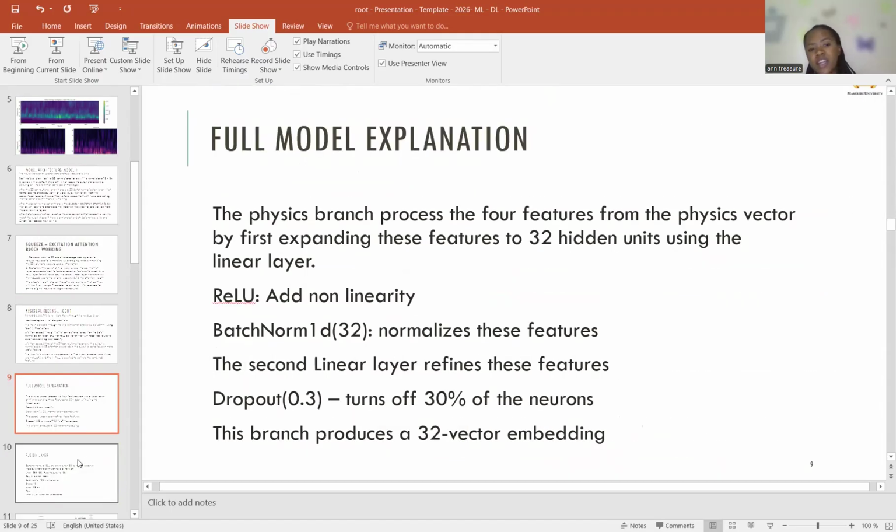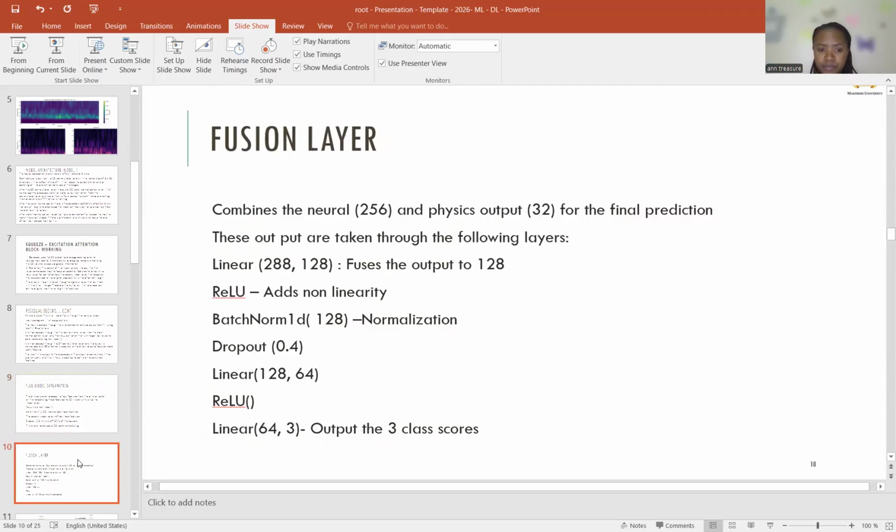So the full model explanation: we see that the physics branch also processes the full features, and then it expands them to the 32 hidden units in the linear layer. We have the ReLU adding the nonlinearity. We have batch normalization, which normalizes the features. The second layer refines these features, and we have the dropout, which turns off 30% of the neurons, and the branch produces a 32-dimensional vector embedding.